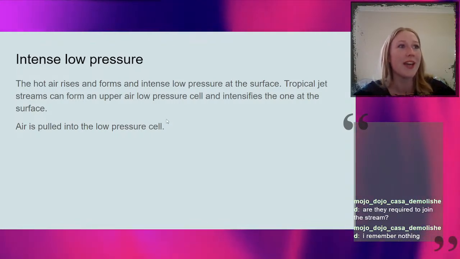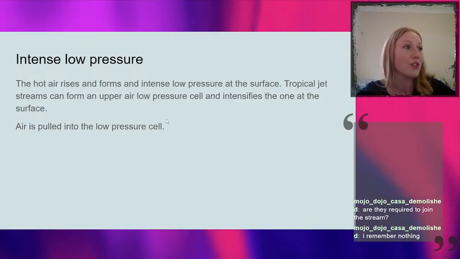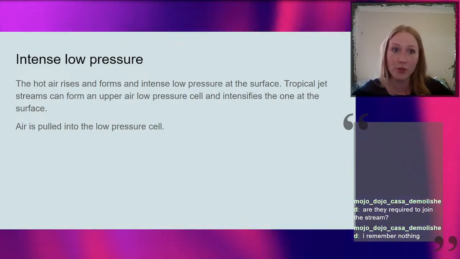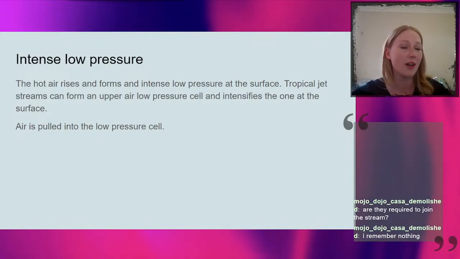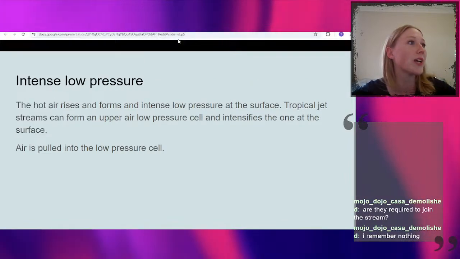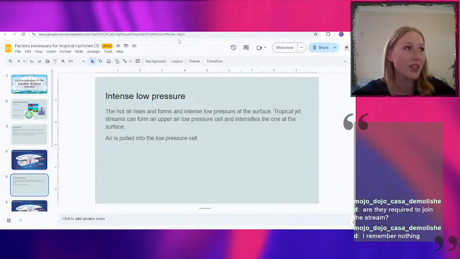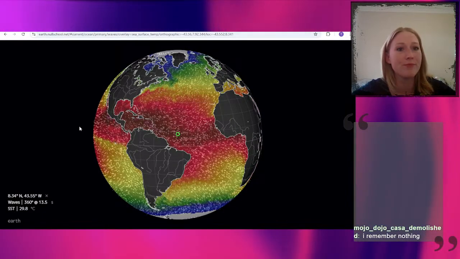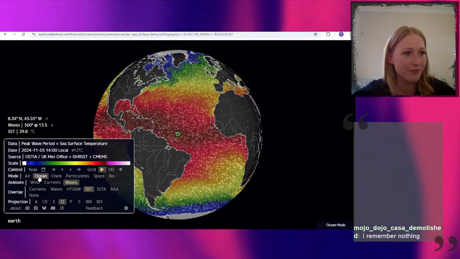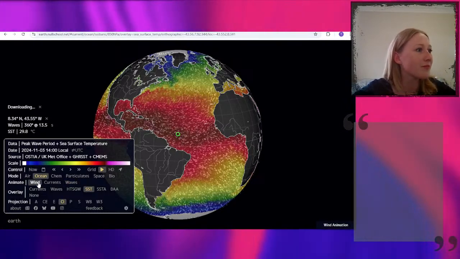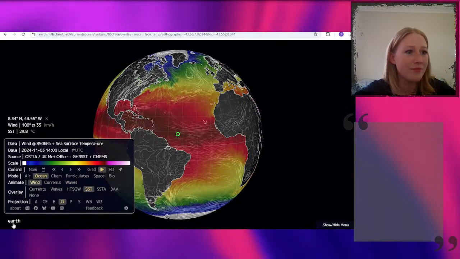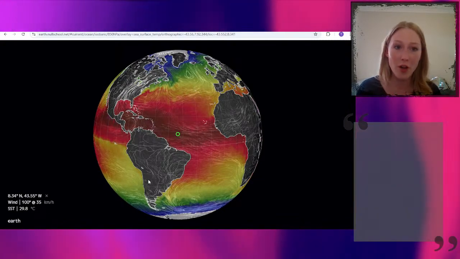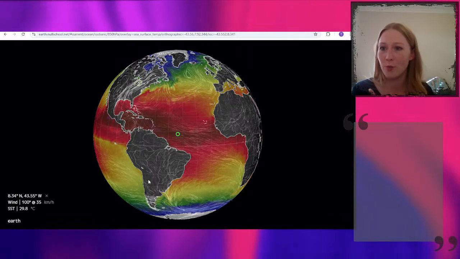Okay, then we need an intense low pressure. So I can't really see pressure on null school. It doesn't really do the labeling, but we can figure it out using the wind. So where you have, there we go. Okay, in the southern hemisphere, if you have clockwise movement, it's a low pressure.